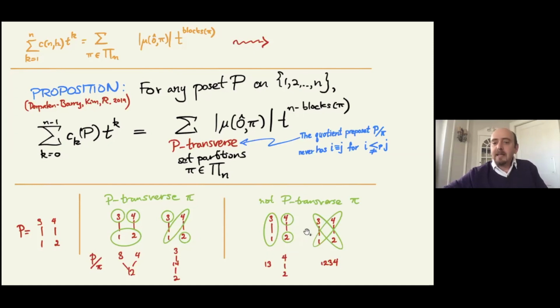Here are two non-examples, some set partitions that are not P-transverse. This one squashes the order relation 1 less than 3 because 1 and 3 are in a block. And this one is more subtle for why it's not transverse. It puts the 1 and 4 together, and then it puts the 2 and the 3 together. But then when you take the transitive closure, all of the numbers have been put in the same block in the quotient pre-poset. So that's not transverse.